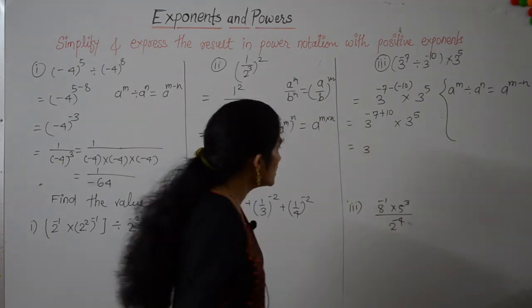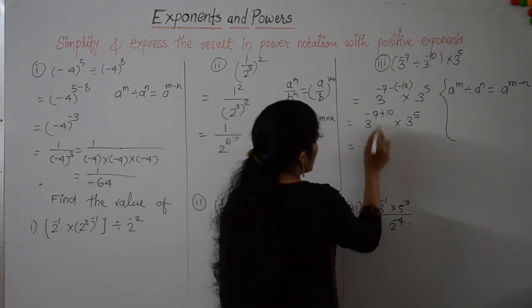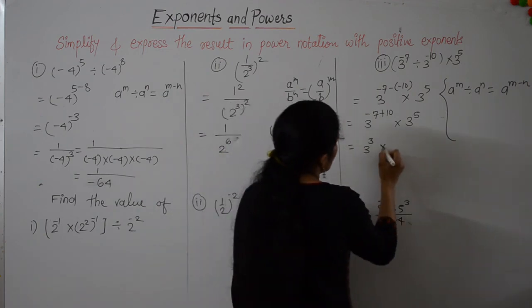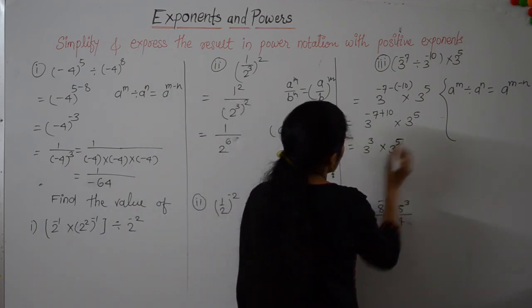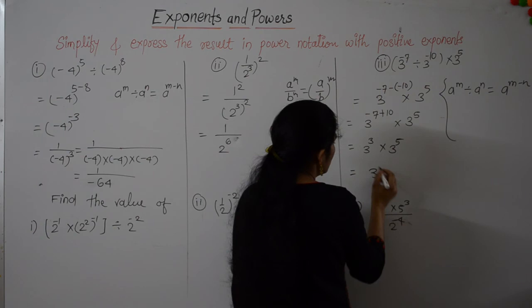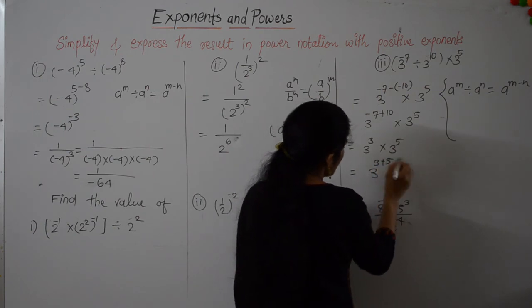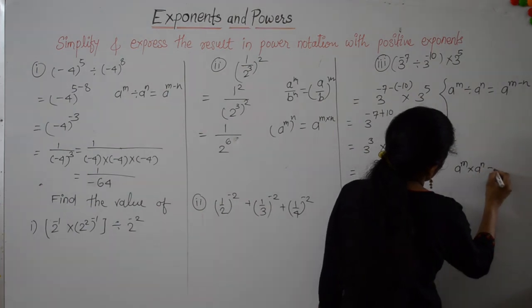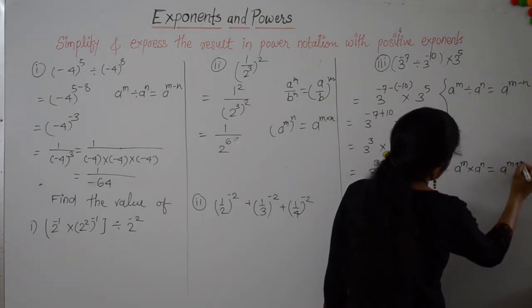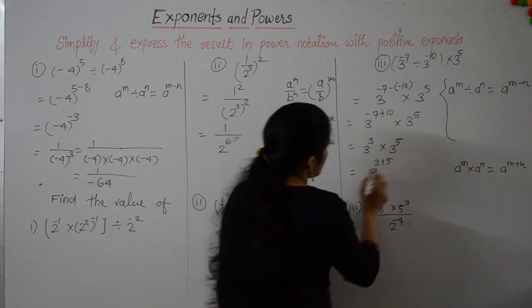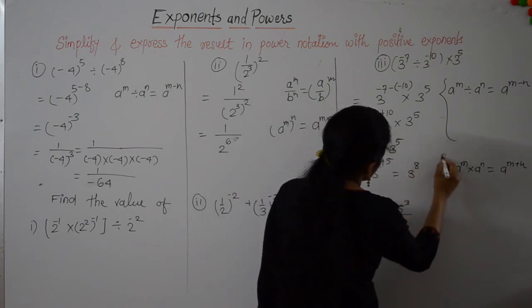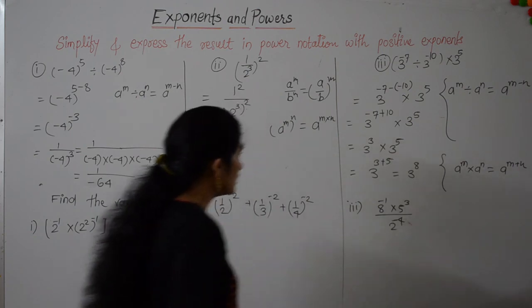Minus 7 plus 10 is plus 3. 10 minus 7, and you have to write the sign of the bigger number. So 3 cube into 3 raised to power 5. Again use the product law, a raised to power m into a raised to power n is equals to a raised to the power m plus n. So this 3 plus 5 is equals to 3 raised to power 8. 5 plus 3 is 8.